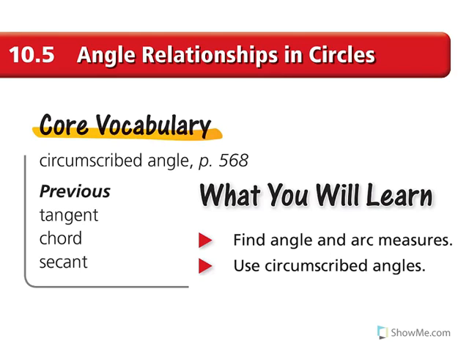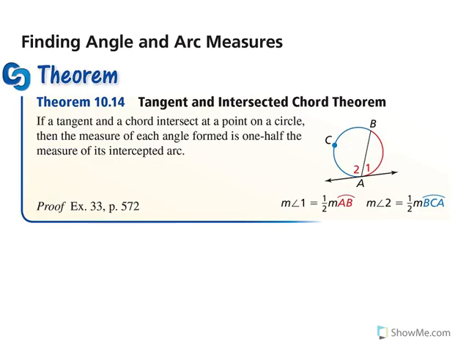In this lesson, 10.5, we're going to continue to look at angles, and we're going to look at their relationships in circles. The first one we're going to look at is the tangent and intersected chord theorem. This theorem is basically the same as when we had an angle whose vertex is on the circle.